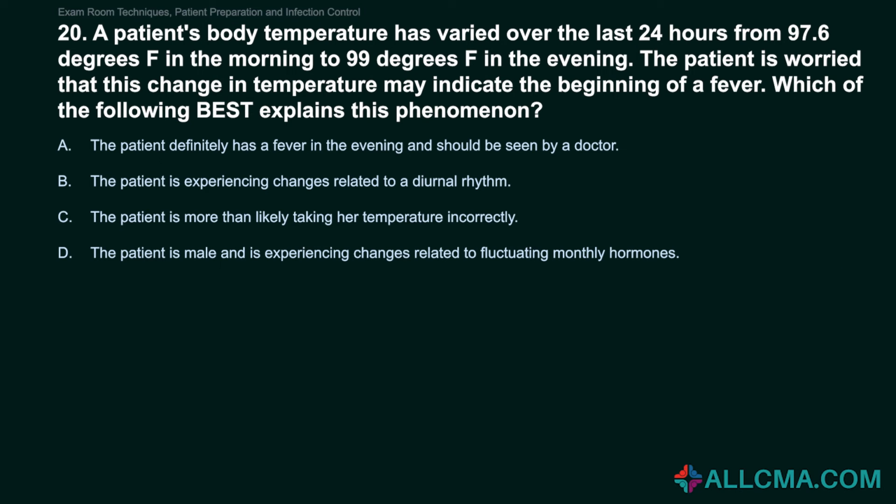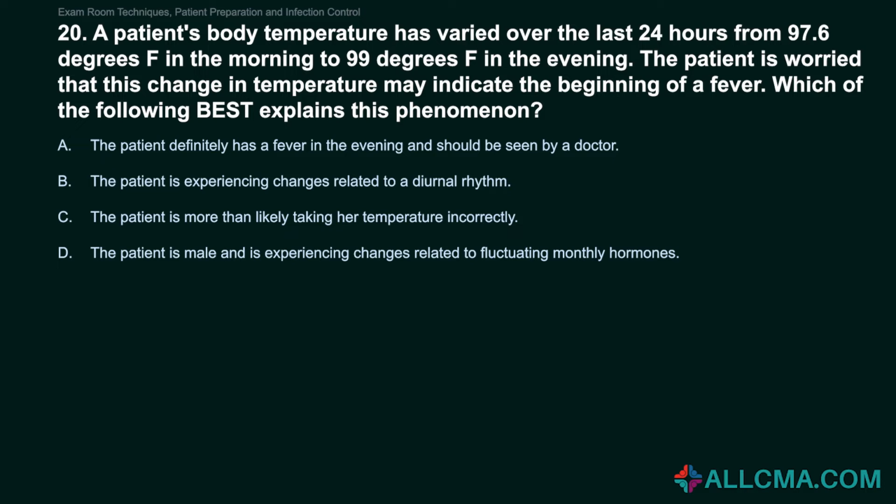20. A patient's body temperature has varied over the last 24 hours from 97.6 degrees Fahrenheit in the morning to 99 degrees Fahrenheit in the evening. The patient is worried that this change in temperature may indicate the beginning of a fever. Which of the following best explains this phenomenon?